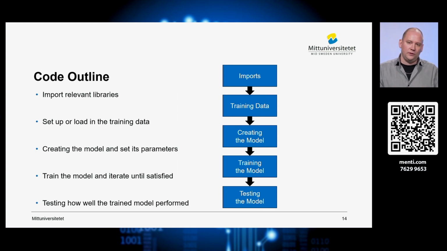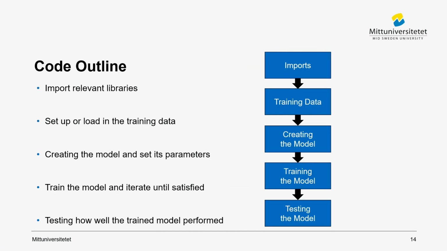So the outline of the code is going to be like this. We're going to need to import some relevant libraries. We need to set up and load in the training data that we have. Then we will need to create the model and set all the parameters for it. And then, of course, we need to train the model and iterate that training until we are satisfied. And then we need to test it and see how well the trained model performed, if it was good enough for our production, or what we want to use it for. So that's the outline. Import training data, create the model, train the model, and then test it.